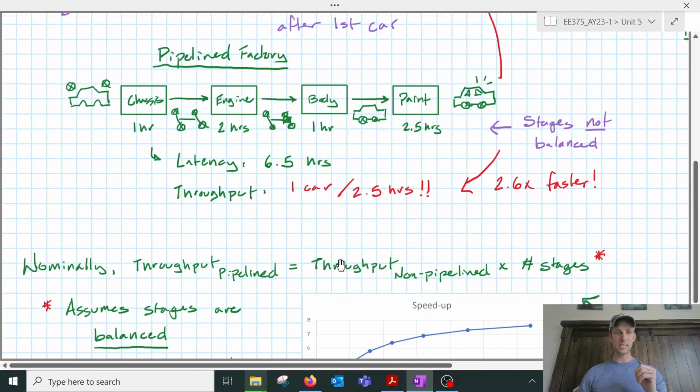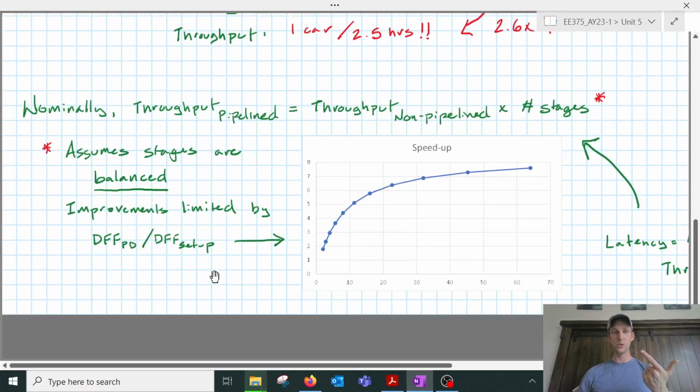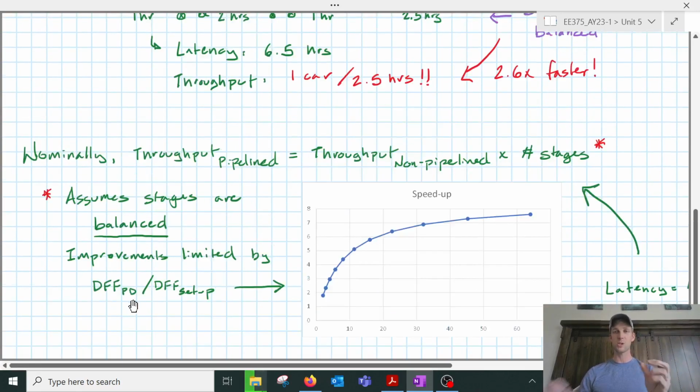And so we can see that down here. The general formula, right, is if I have a non-pipelined process, I should be able to increase my performance by the number of stages I have. But that assumes, number one, that things are balanced, and also it assumes that there's no setup time around these stages that I have to account for.